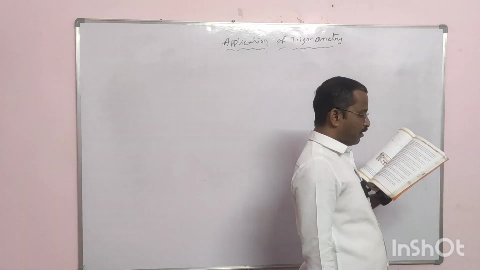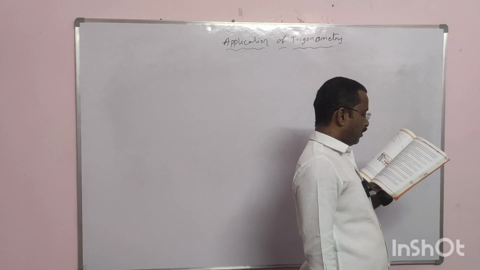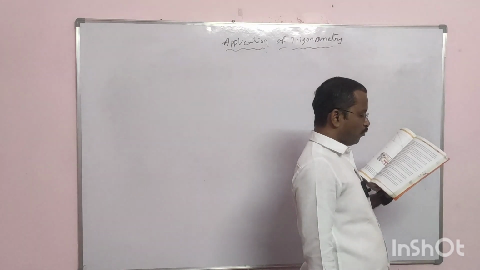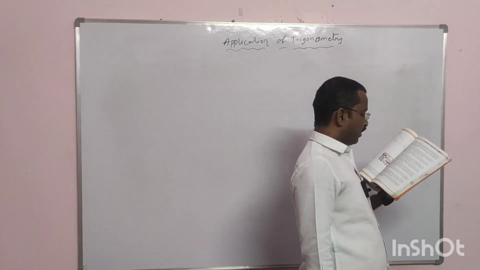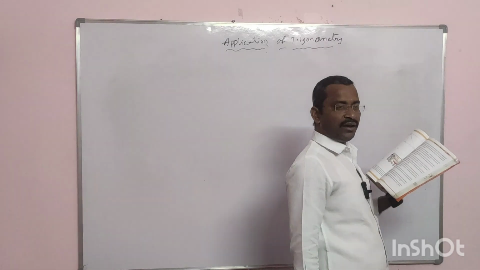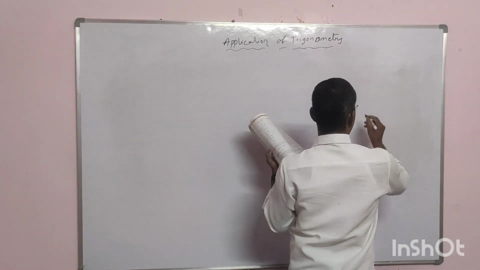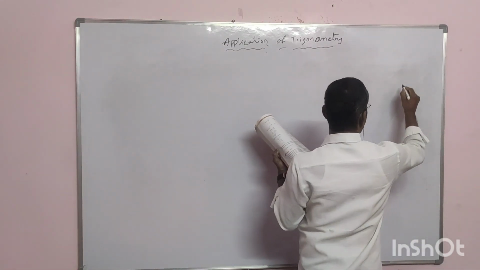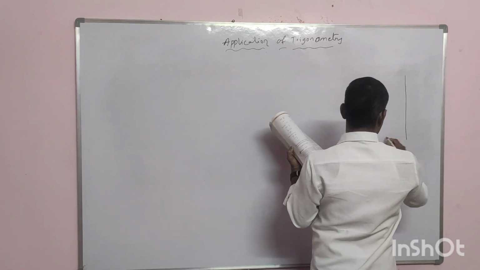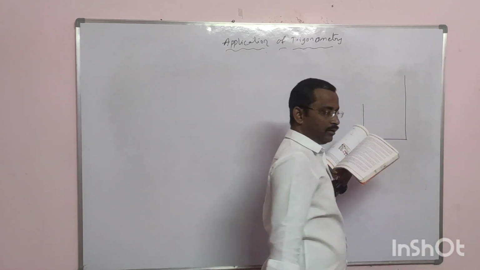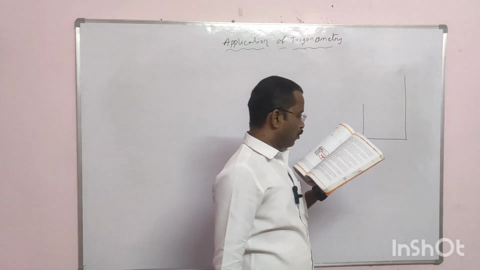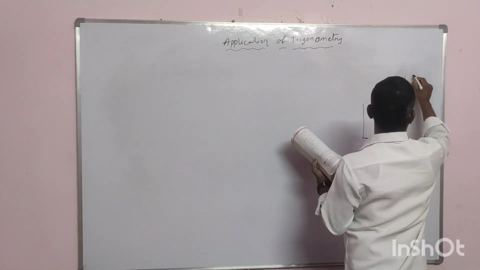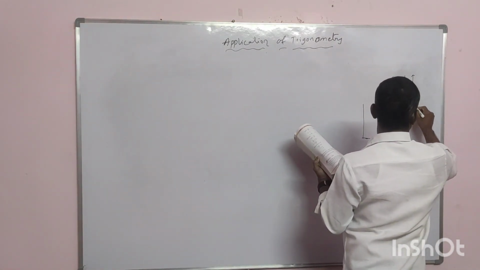from the foot of the tower is 30 degrees and the angle of elevation of the top of the tower from the foot of the building is 60 degrees. If the tower is 30 meters in height, find the height of the building. First finalize this: this is your building, this is your tower, right? Next, what is the height of the tower that is given? 30 meters.